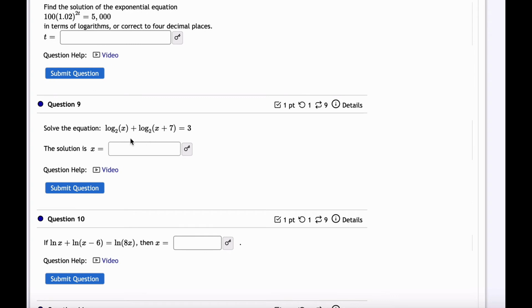Question 9, again, we see these two different log terms. Eventually, you want to get rid of the log base 2 by doing 2 to both sides of the equation, but you can't do that immediately. However, maybe you could combine these two logs using your first log rule.